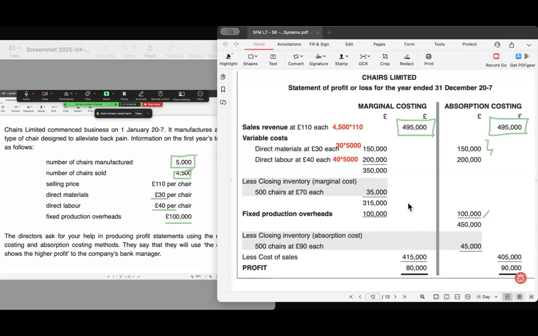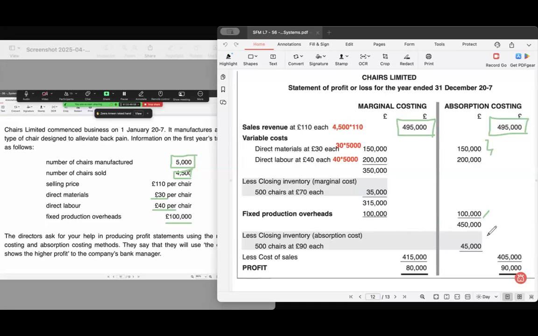So far, is it clear, everyone? You just need to understand how this is done, right? As I said, you're not going to be tested in your assignment. No calculations related to absorption or marginal costing. Just understand the technicality, how it is done. That's it. So 450,000 is the total absorption costing.